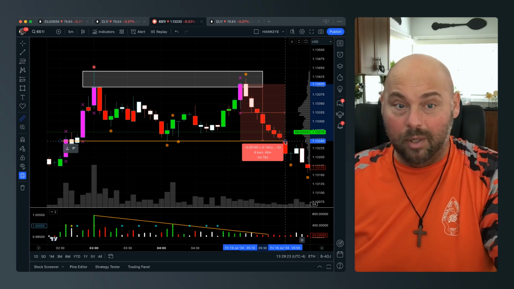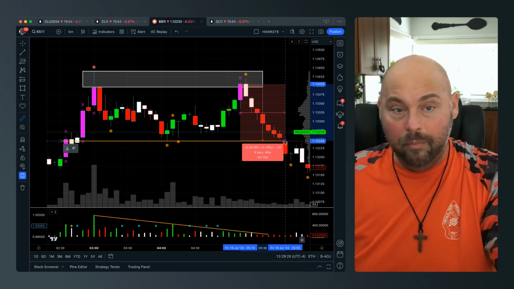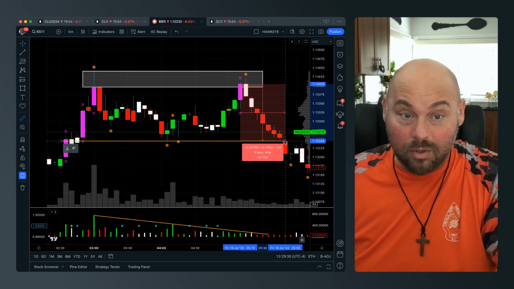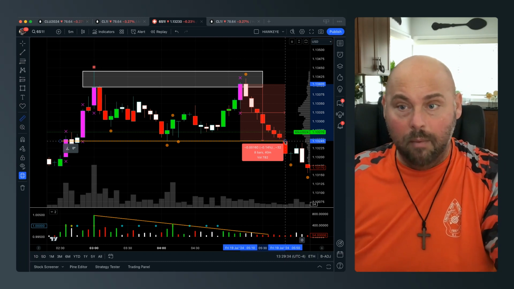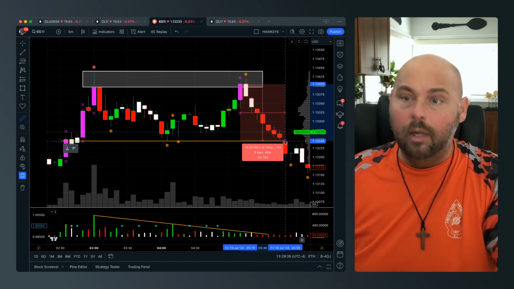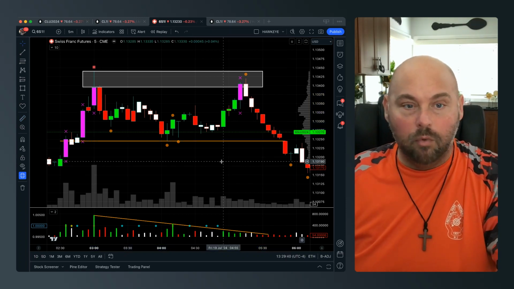Where would my target have been? Well, the neckline. Why? Because that's where price came from. So a 10-to-1 risk reward. To me, I think that makes a great deal of sense, right? And I'm sure most of you would agree that that's probably not a terrible risk reward ratio.